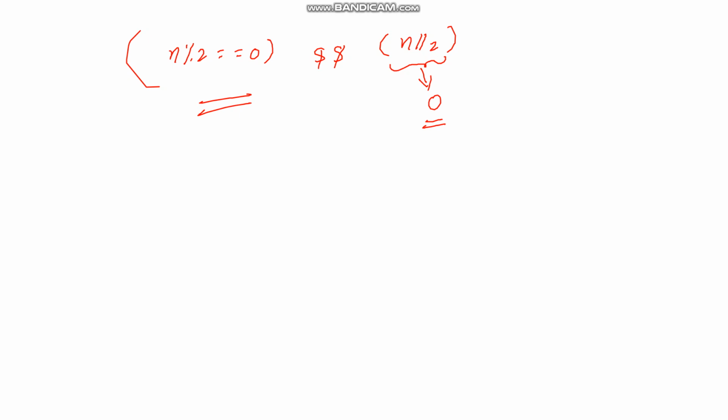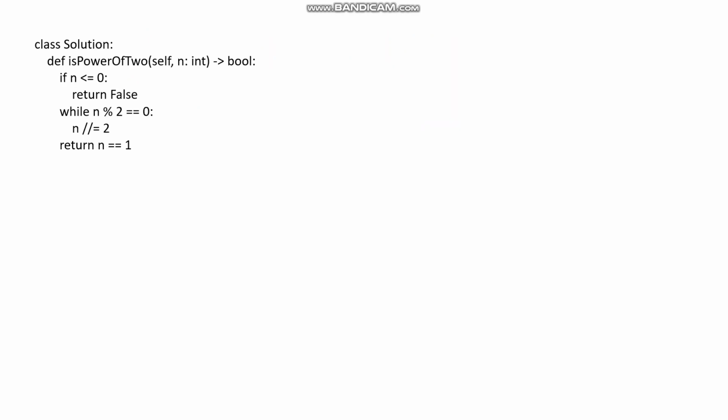I wrote the simple code here. If you observe the code, if the n value is less than or equal to 0, means whenever the given number is a negative number, then we return false. Otherwise, we can enter into the while loop. While n mod 2 is equal to 0, n equals n by 2. Assume I give the n value as 8 here.